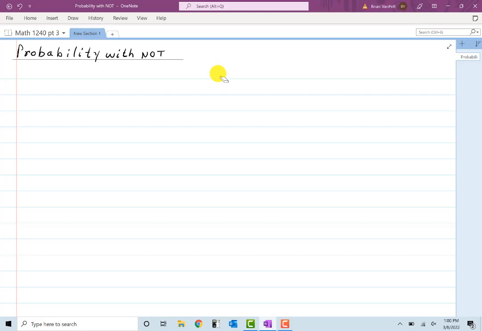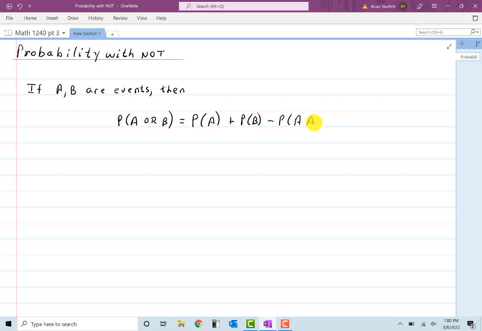Alright, to begin this video, I want to remind you of a formula. If A and B are events, then the probability of A or B is equal to the probability of A plus the probability of B minus the probability of A and B.